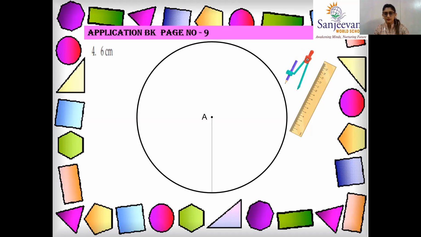take your ruler, and radii can be drawn on any side, wherever you want to draw. So this time I have drawn the radii straight from A to B. I will name my radii and I will write the measurement of the radii, that is 6 centimeter.